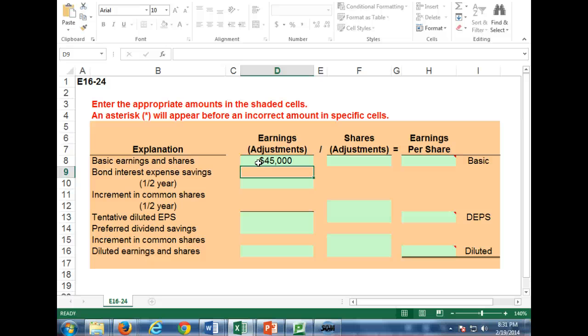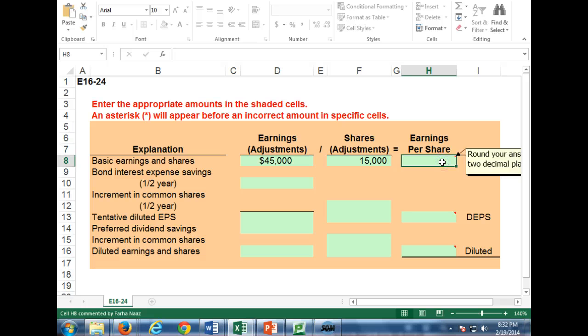So how are we going to adjust our shares? How many shares were outstanding for the whole year? 15,000 for the whole year, weren't they? So our shares are at 15,000. So what is our basic earnings per share? 45,000 divided by 15,000 shares is what? $3. Okay?